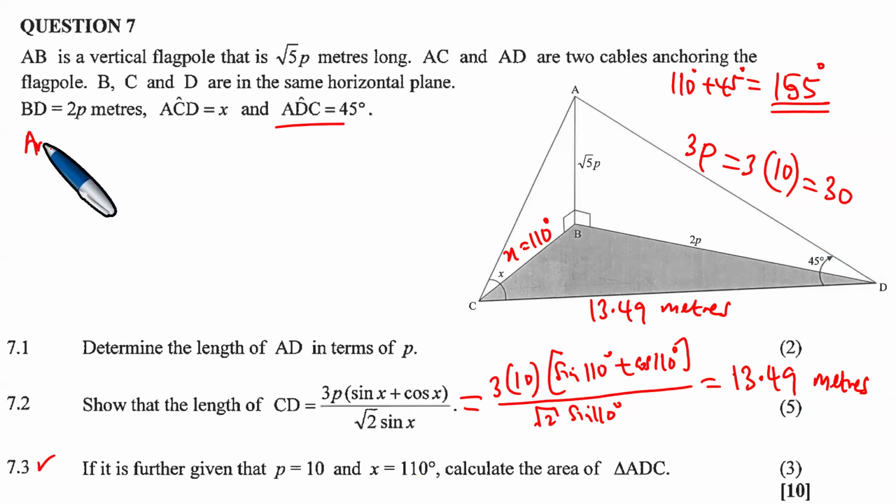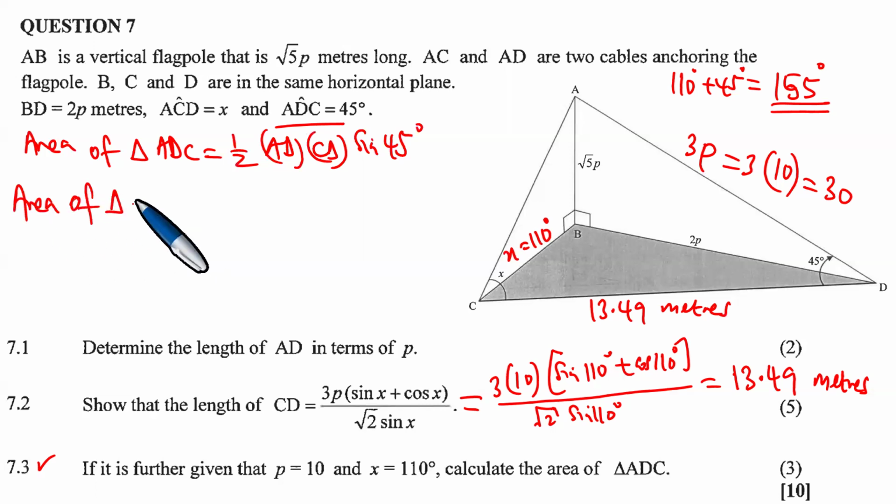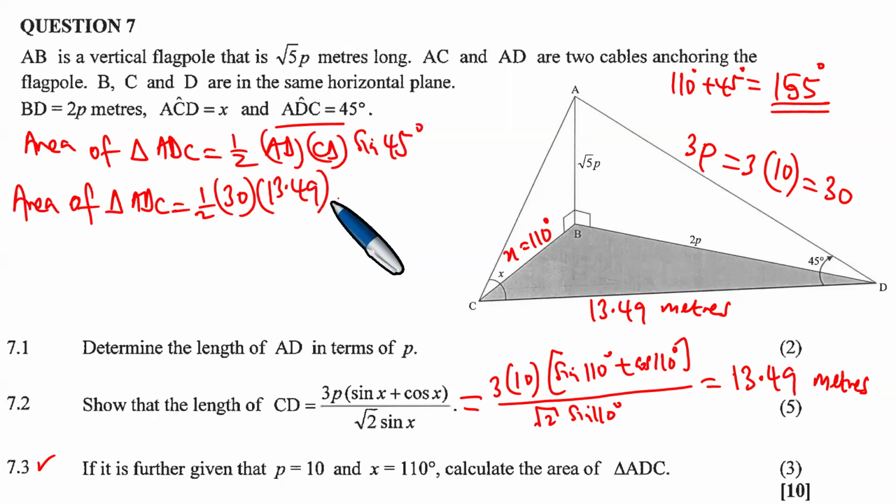So right now the area. Area of triangle ADC is half AD, CD, the sine of 45 degrees, that is the area. So that now we're able to get the area of triangle ADC: half, what is AD? AD is 30. CD is actually 13.49. The sine of 45 degrees, which is the area of triangle ADC.